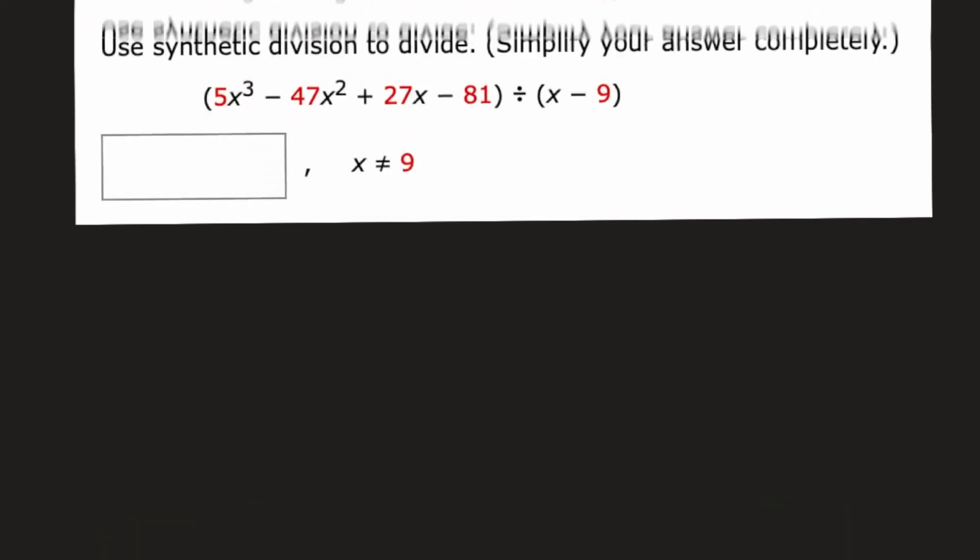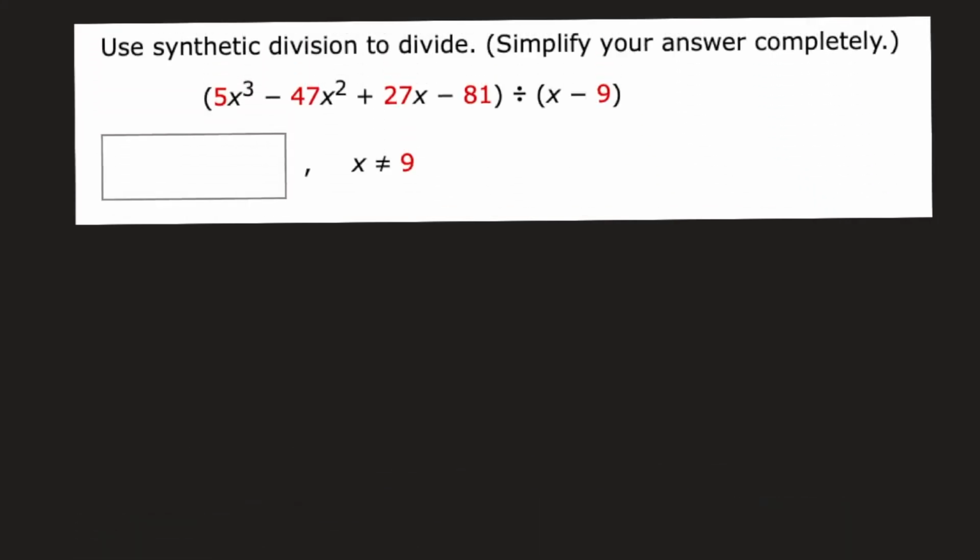In this question, we're asked to use synthetic division instead of long division, which is a much quicker process. The only thing you have to remember is to make sure that every power of x is accounted for. In this case, our degree is x cubed, which is 3, so we have to make sure x squared, x to the first, and x to the 0 power are accounted for, and if they're not, you fill it in with 0. In this case, they are all accounted for. Therefore, I'm going to write out all the coefficients. 5, negative 47, 27, and negative 81.